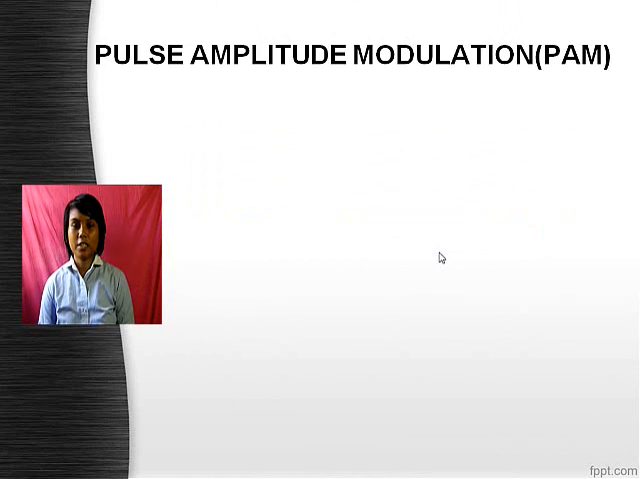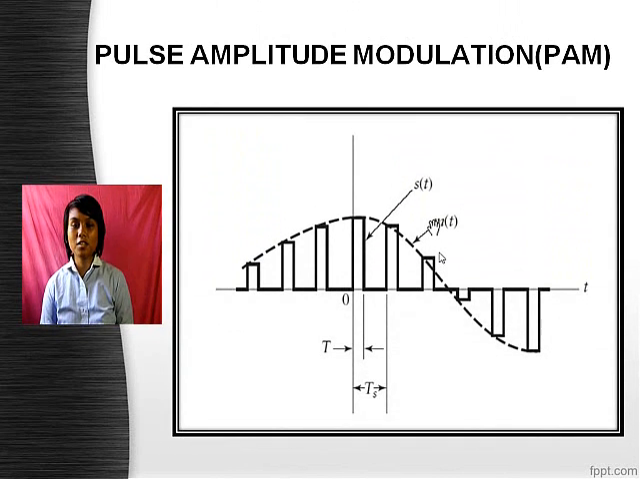Pulse amplitude modulation. An analog to digital conversion method is called pulse amplitude modulation, or PAM. This technique takes an analog signal, samples it, and generates a series of pulses based on the result of the sampling. The term sampling means measuring the amplitude of the signal at equal intervals. In PAM, the original signal is sampled at equal intervals. PAM uses a technique called sample and hold.